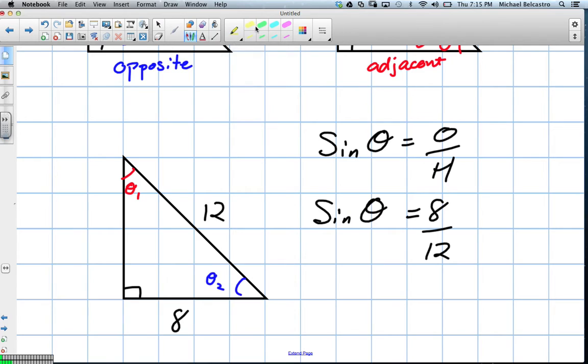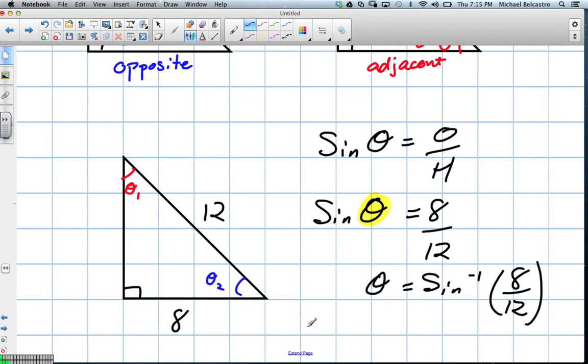Angle 1, or theta. So I'll highlight this. Now, the only thing is... Are you going to do the inverse relation? Exactly. To solve for the angle, we have to do the inverse relation. So really, we're going to get theta is equal to sine inverse, whenever we're looking for the angle, of 8 divided by 12.